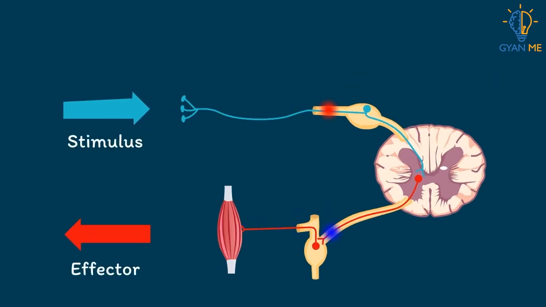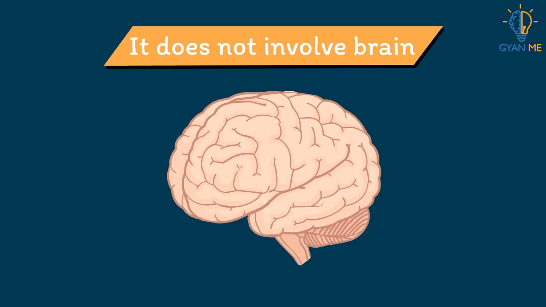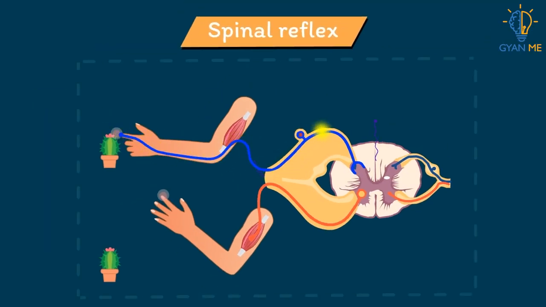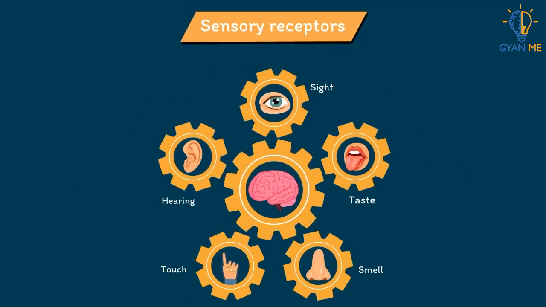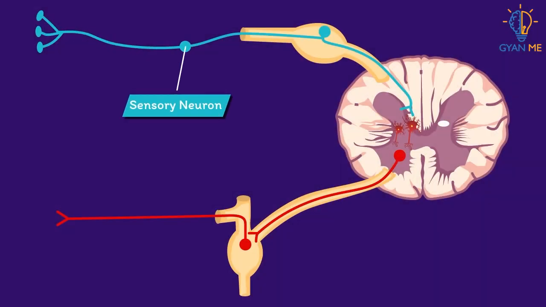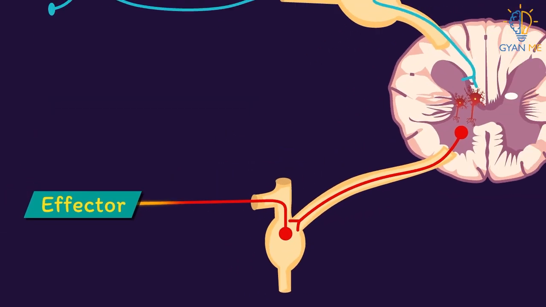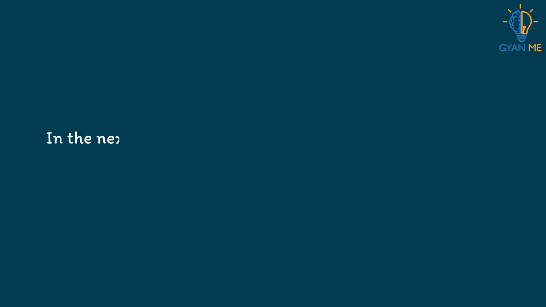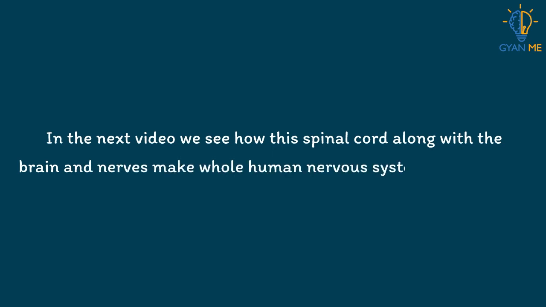So students, we have seen that reflex actions are mostly controlled by the spinal cord. It does not involve the brain. They are called spinal reflex. The whole path is called the reflex arc. Reflex arc starts from sensory receptors, where stimuli are received. From here, signals are taken via sensory nerve to the spinal cord. They are analyzed here and passed to the motor neuron. They reach muscles or glands called effectors via motor neurons, and the muscle movement is generated. In the next video, we will see how this spinal cord along with the brain and nerves make the whole human nervous system and its types.